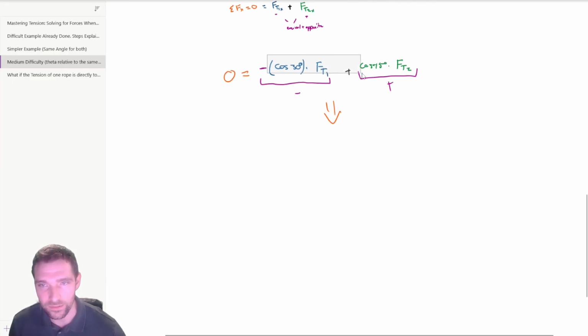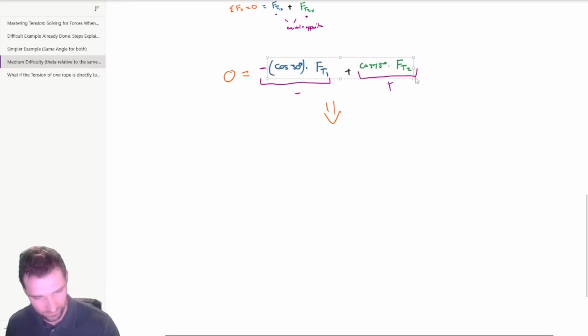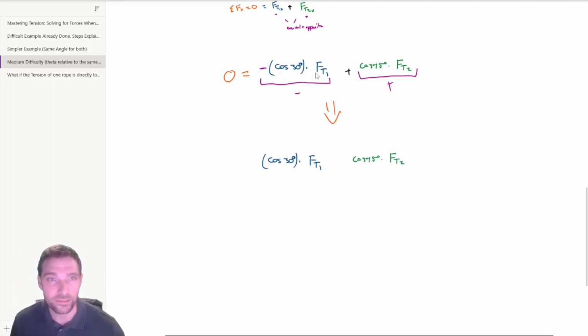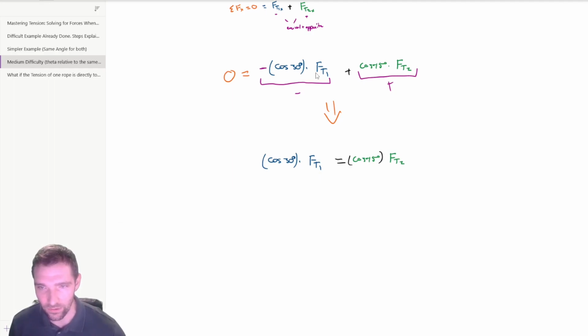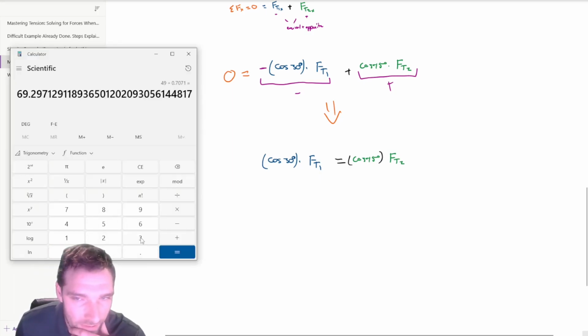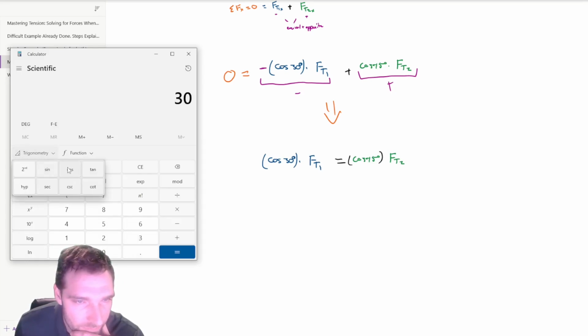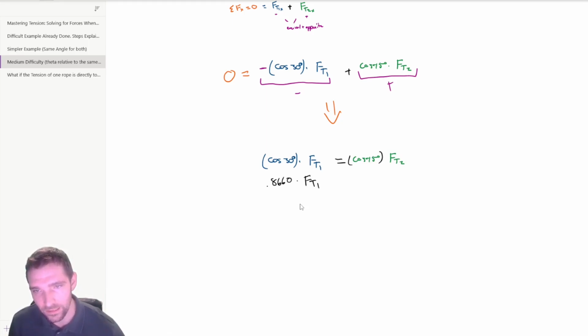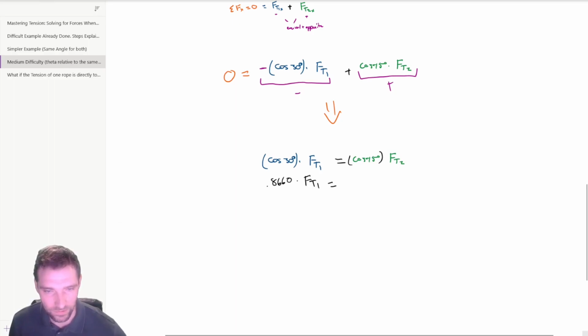We've got this cosine on both sides now. So you could imagine adding cosine 30 to both sides of the equation, and then you're left with these things being equal to each other. Instead of having cosine 30 and cosine 45, we could write these out as decimal points. So we've got cosine 30, do that as 0.8660 times ft1 is now equal to cosine 45.